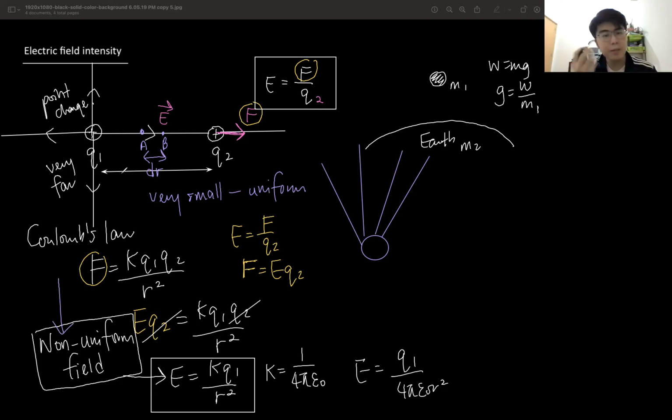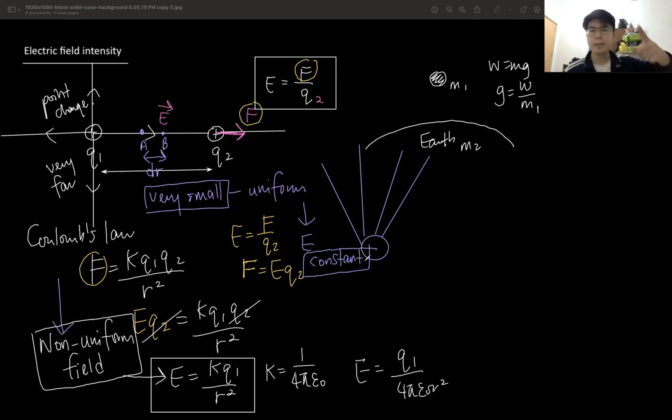How do we make a uniform field? A uniform field is when we take a very small distance in the field, just a very small distance. Then we get a uniform field. What happens in a uniform field? The electric field strength is constant, just like your gravitational field strength. 9.81 is constant at small altitude. What happens when you go very far, huge altitude? Then it changes. Same for the electric field.